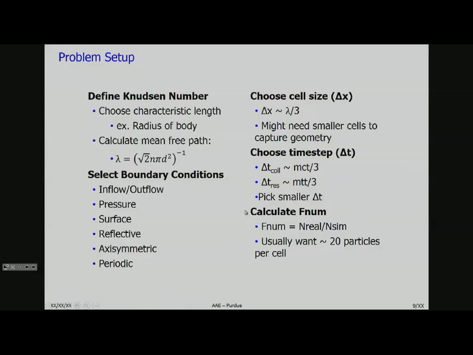And the last thing is defining your number of computational particles. So there's this factor FNUM, which is defined by your number of real particles divided by your number of simulated particles. The number of real particles is easy to calculate: you have your number density and your volume size. The simulated particles are something you want to choose. Usually it's about 20 particles per cell. That's a good starting point. So I have my number of cells, I multiply by 20, that's my number simulated, and I get this ratio, my FNUM.